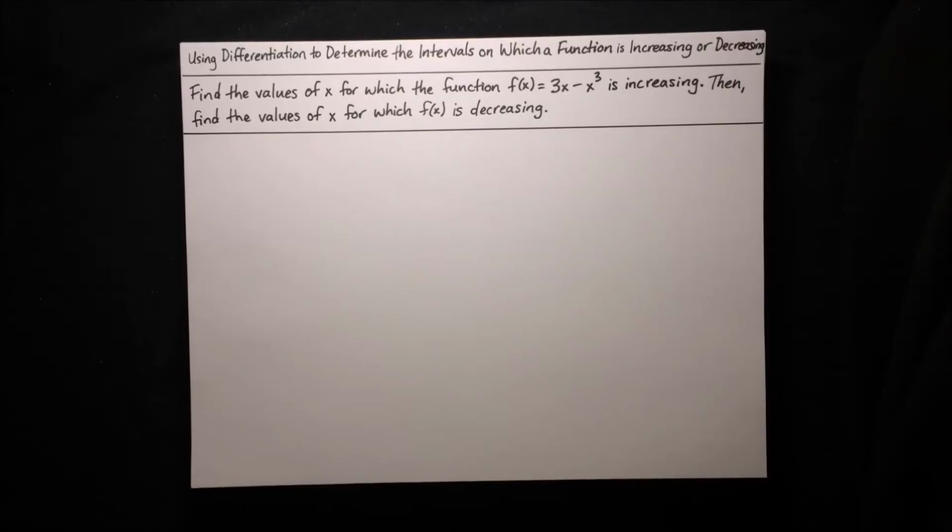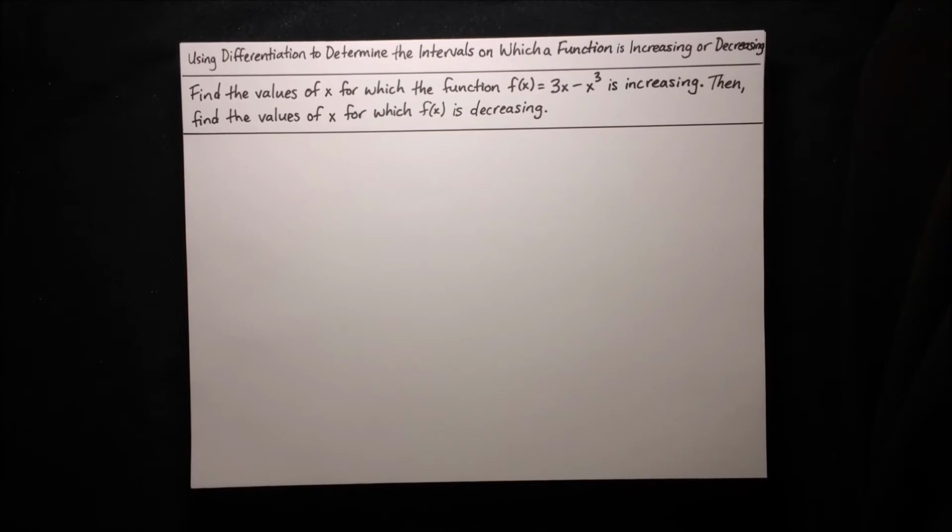In this video, we're going to learn how to use differentiation to determine the intervals on which a function is increasing or decreasing. So for our first question, we want to find the values of x for which the function f of x equals 3x minus x cubed is increasing, and then we also want to find the values of x for which the function f of x is decreasing. Now, both of these things we want to do, find where it's increasing and find where it's decreasing, they both boil down to looking at the derivative.